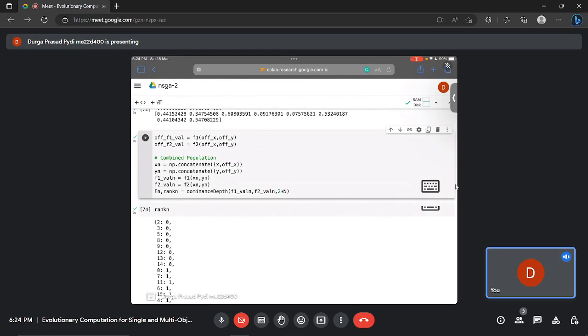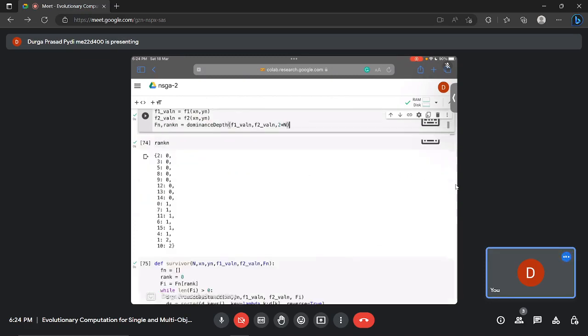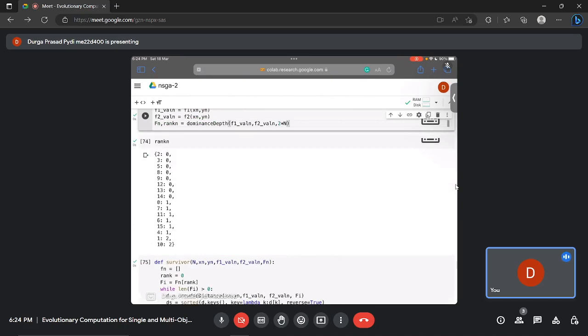Once you get the 2n members, you do the dominance depth for all the 2n population. You are performing dominance depth on the new function values, for the 2n population. Now you get the rank of all the individuals. So this is the rank of the new individuals. Now you have 16 solutions here, and these 16 solutions have essentially been split into 3 fronts. Solutions 2, 3, 5, 8, 9, 12, 13, 14 belong to the first front. 0, 7, 11, 6, the next 4 or 5 solutions, are in the next front. The last 2 solutions are in the third front.